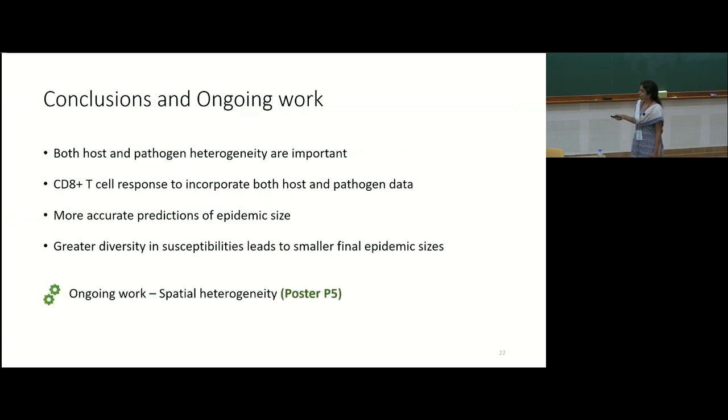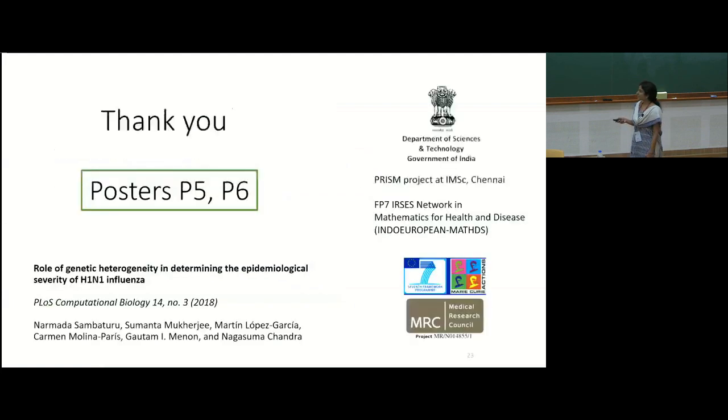We have ongoing work in which we also introduce spatial heterogeneity by taking into account a network of contacts. So in this work, we will be looking at genetic as well as spatial heterogeneity. This ongoing work will be presented tomorrow in the poster P5. Do come and take a look at that if you're interested in further discussions.